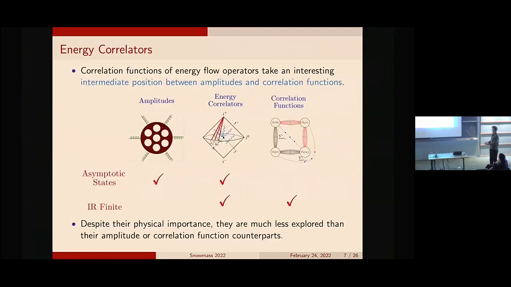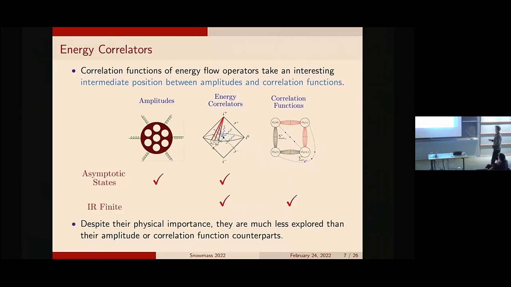And so these are kind of a different object than most people will be familiar with, but they take an intermediate position between scattering amplitudes and correlation functions, both of which have been very widely studied in recent years. And so, of course, amplitudes are very nice for collider experiments because they have asymptotic states. But the problem is they're not IR finite, and so you really have to put some little jet cone around these, which kind of goes back to this original picture I had.